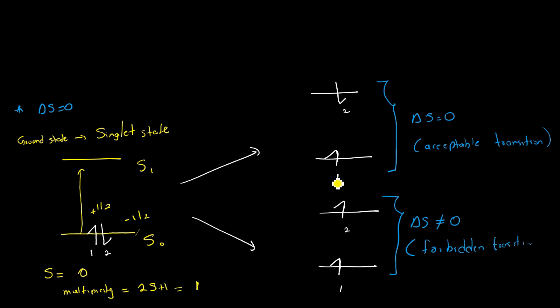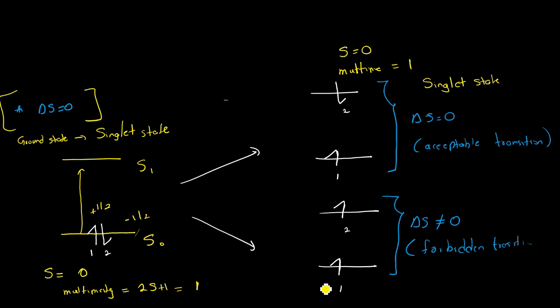So let's go to this excited state. Here the total spin is the same, 0. That's why we mention it as an acceptable or allowed transition, because the total spin is not changed. So it follows our selection rule. Now our total spin is 0, so the multiplicity, just like here, is 1. So this is also a singlet state. So this is the singlet excited state.